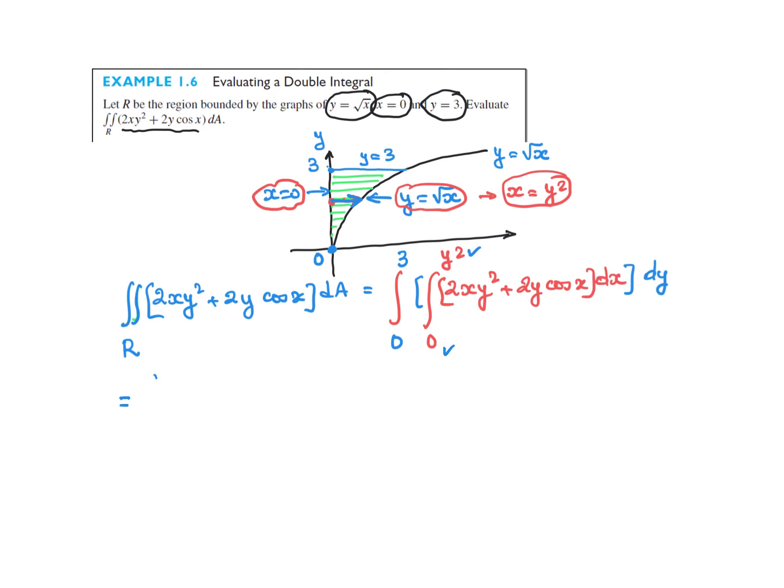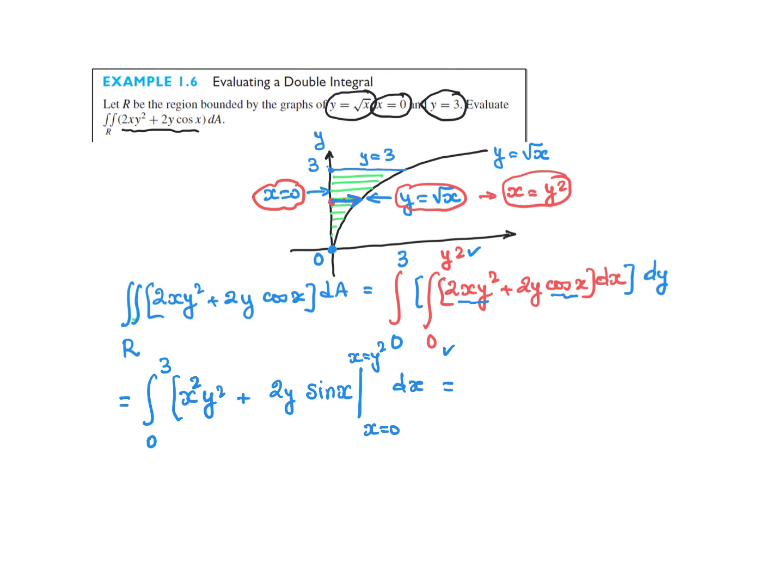Now the rest is fairly easy. Integrating this with respect to x becomes x squared y squared, and then integrating this with respect to x, 2y is a constant, the integral of cosine will become sine, so it's this from x equal to 0 to x equal y squared, dx.